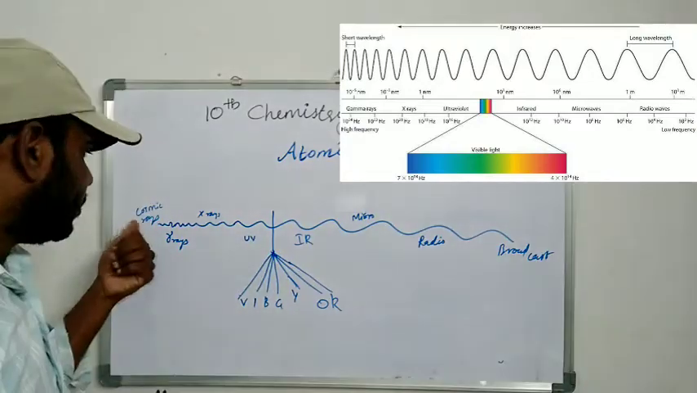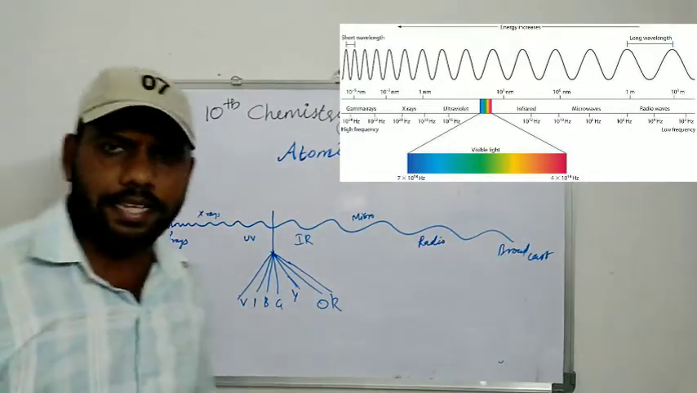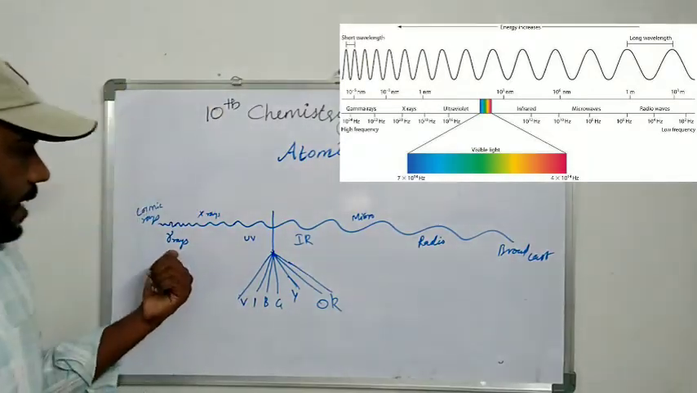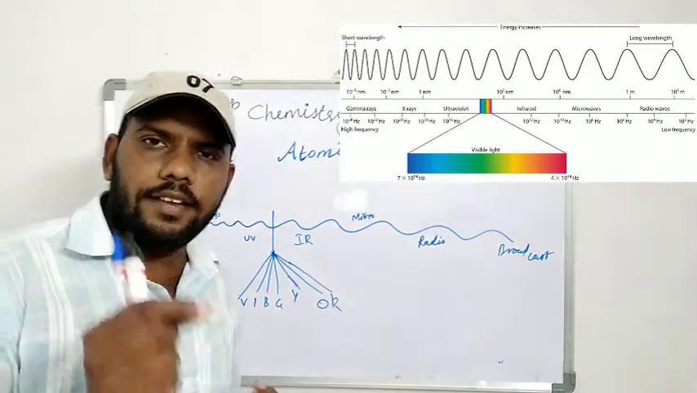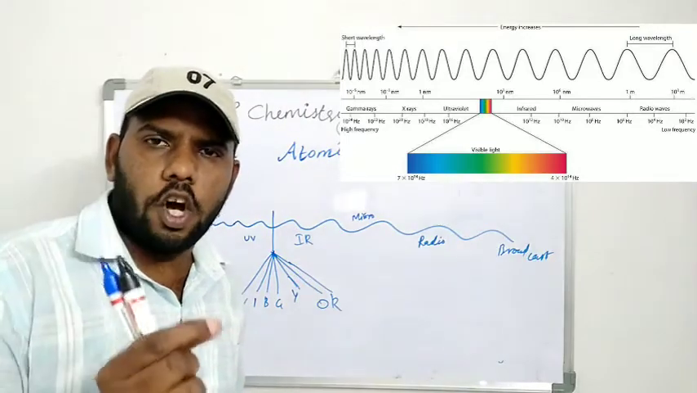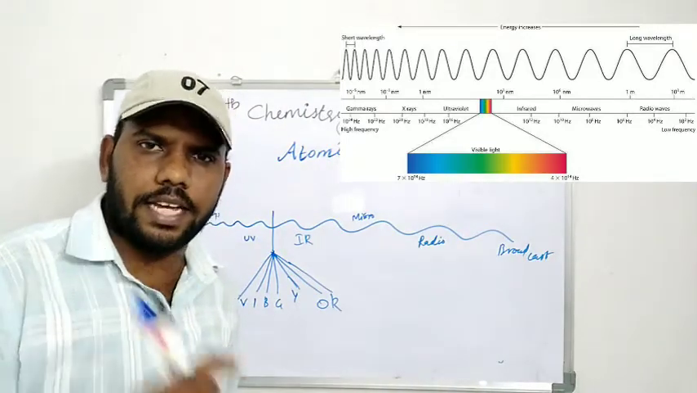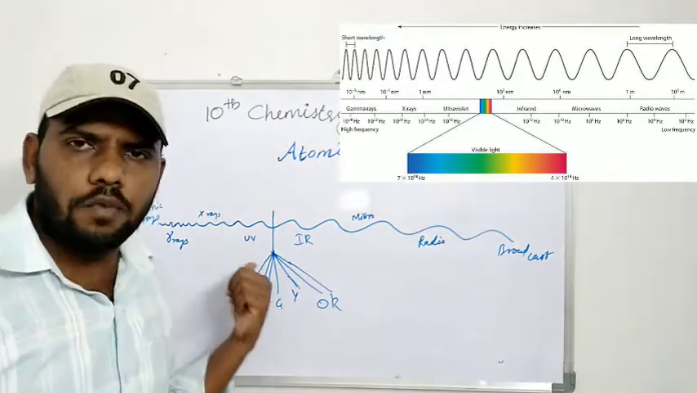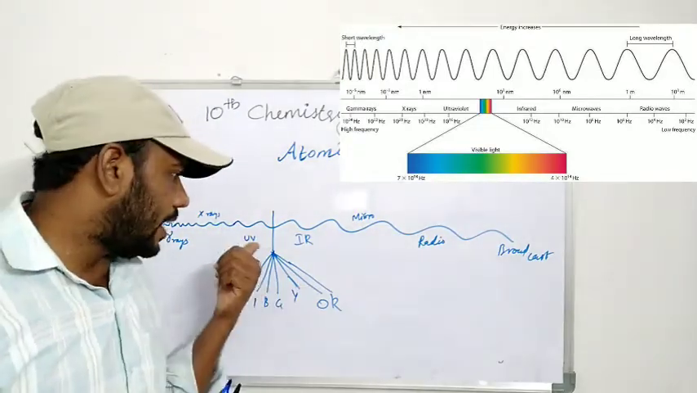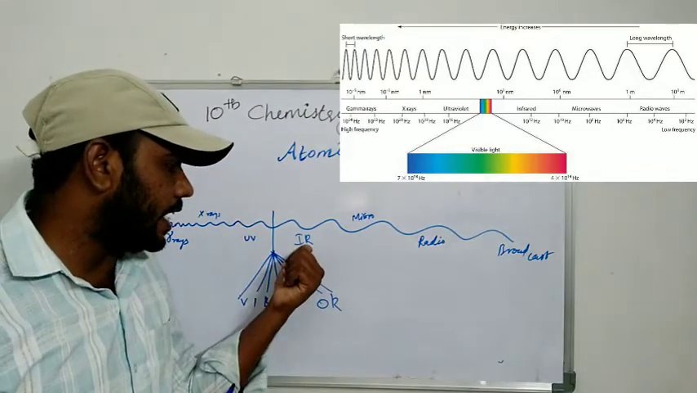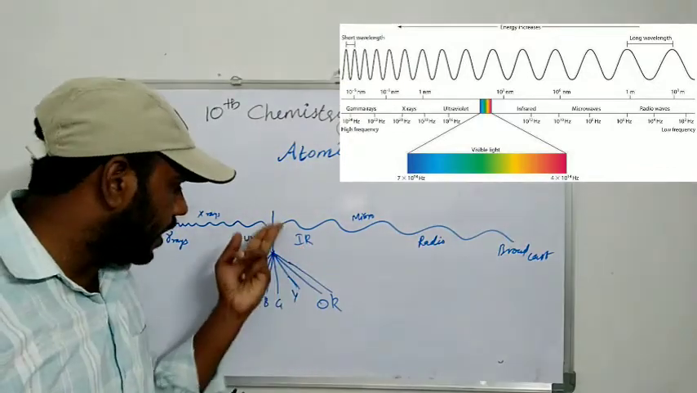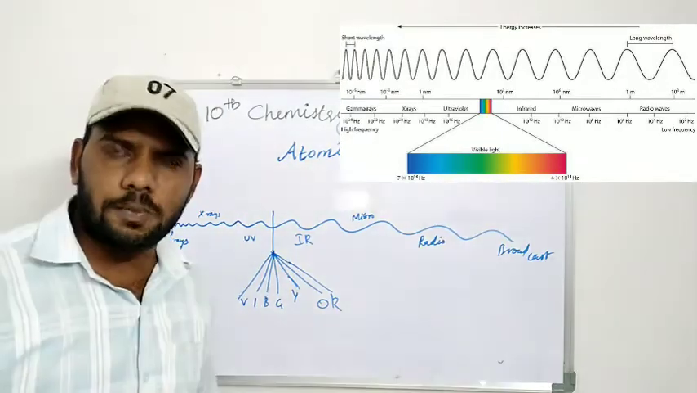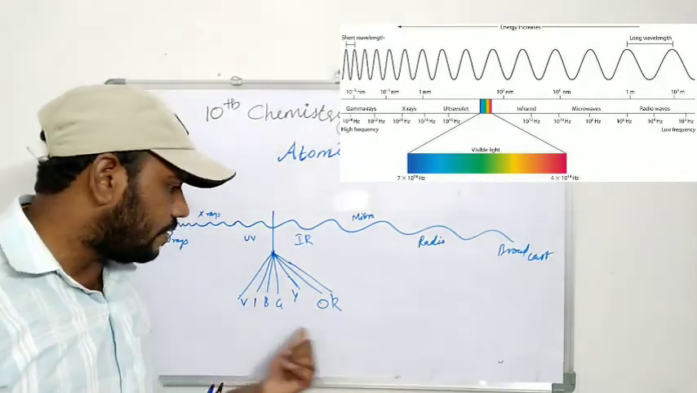We are not taking that term, and we are starting with the gamma rays. Gamma rays have the higher frequency but shorter wavelength. Next come the X-rays, after which the UV, ultraviolet rays. Between ultraviolet rays and infrared rays we have the visible light. This is what we call the visible spectrum, that is VIBGYOR.